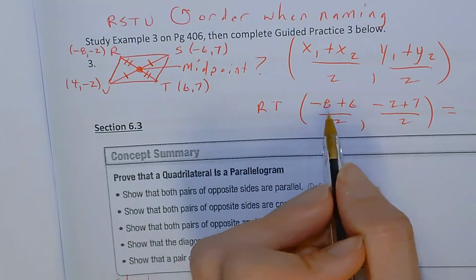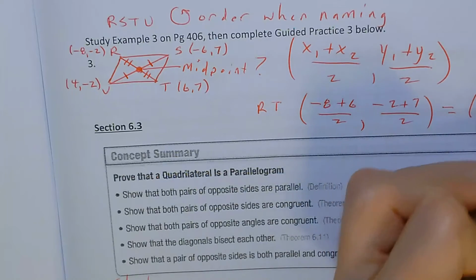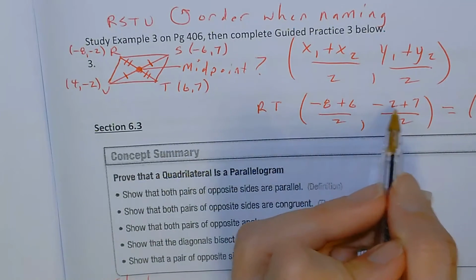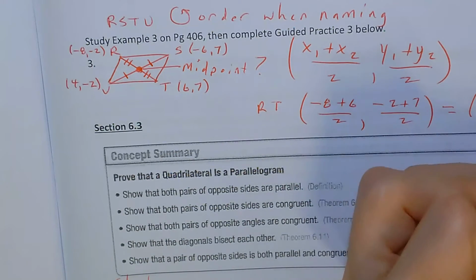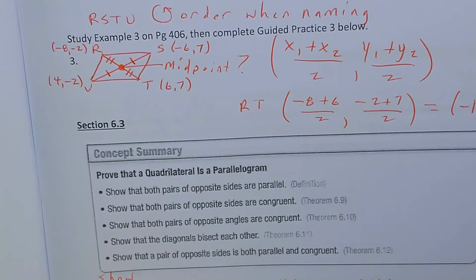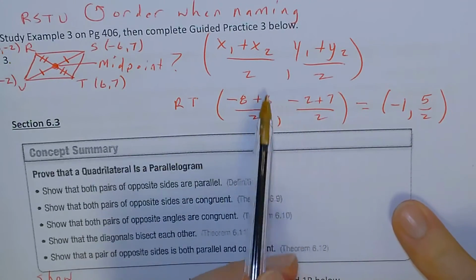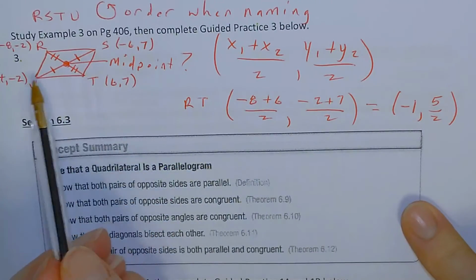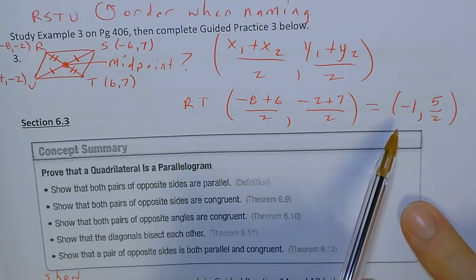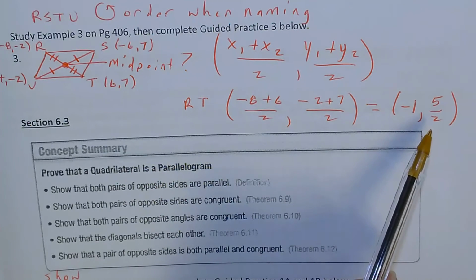So -8 plus 6 is -2, divided by 2 is -1. -2 plus 7 is 5. 5 divided by 2 is 5 halves, or you can make it 2.5. So now my question is, when you did your midpoint for SU, did you get the same thing? And you can write this as 2.5 if you want to. You don't have to write it as 5/2.